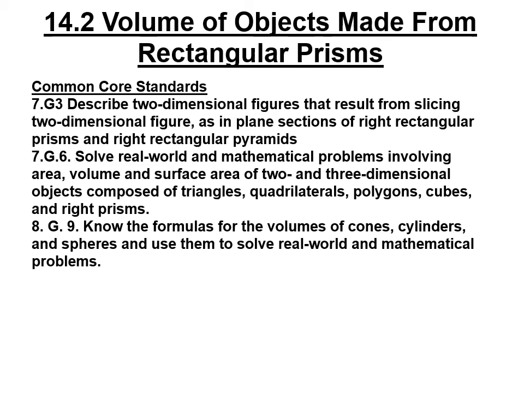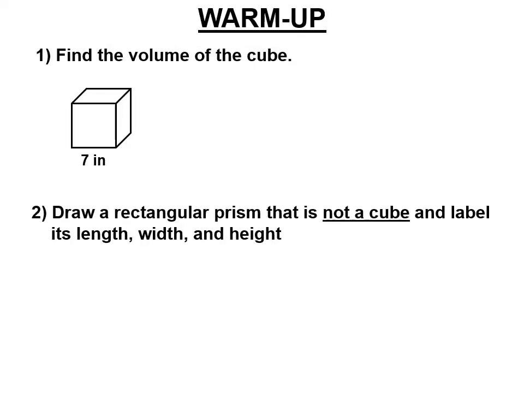So in 14.1 we did objects made from cubes. Now we're going to make objects from rectangular prisms, boxes. So the volume of a cube, right, means all three dimensions, the length, width, and height, are the same. So 7 times 7 is 49, and 49 times 7, 7 times 9 is 63, and 7 times 4 is 28, and it's 343 cubic inches.